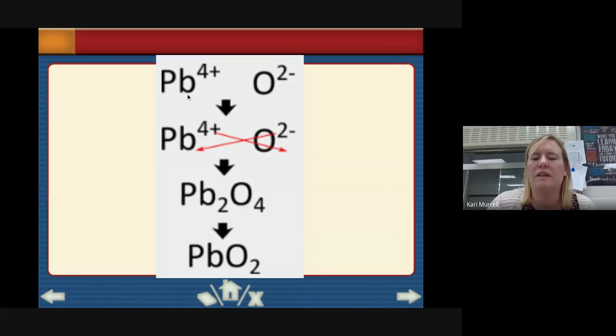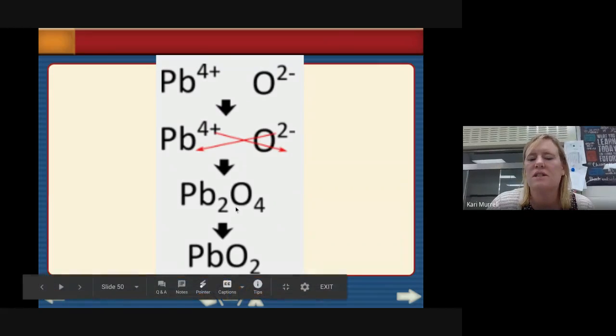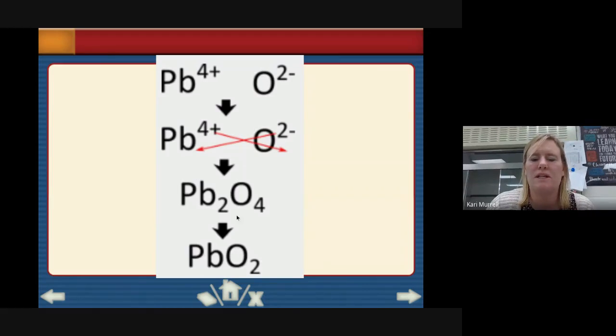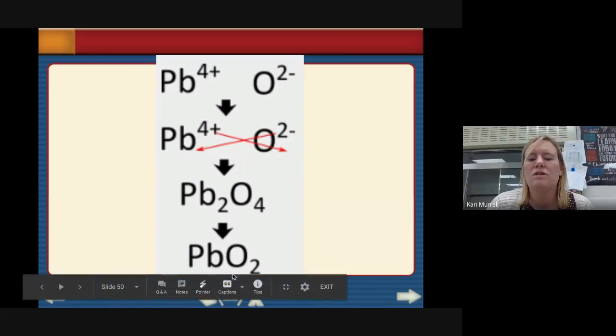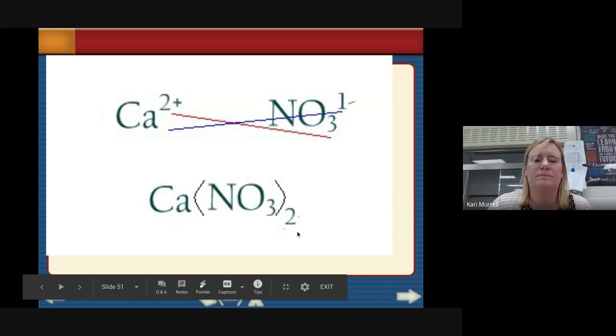Here we have lead and we have oxygen. Again, we're going to crisscross their charges. And this time we have a 2 and a 4. And this is where I like to think about fractions. And so we're going to write it in its simplest form. Both of these numbers can be divided by 2. So that means that we can simplify it. So where it was 2, it's going to be a 1. And we know we omit 1s. And so then we have a 2.